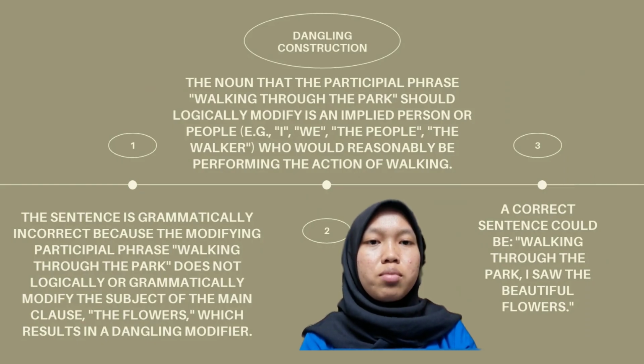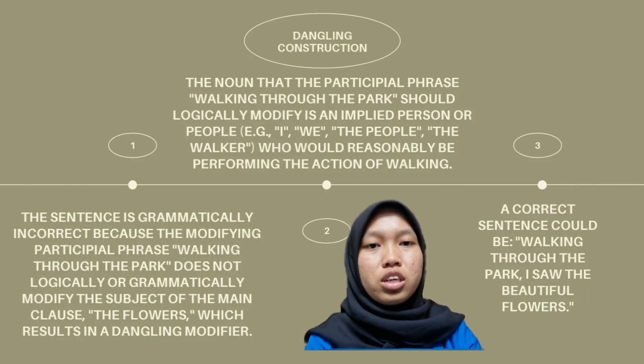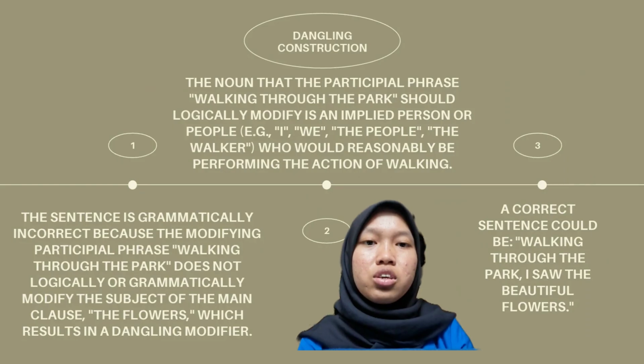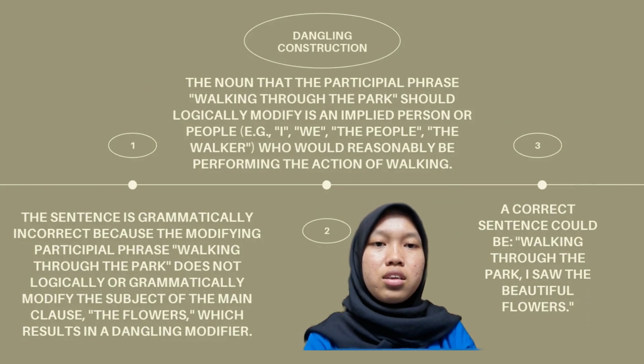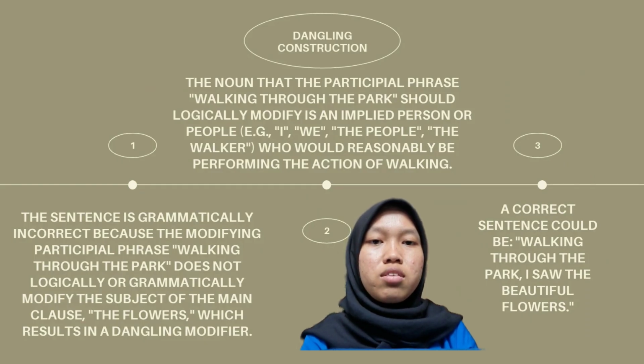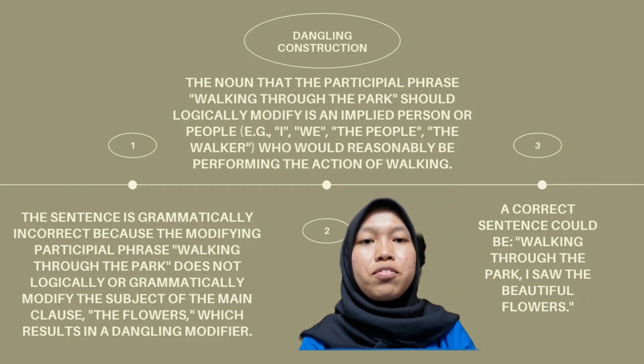Identify which noun the participial phrase should logically modify. The noun that the participial phrase, walking through the park, should logically modify is an implied person or people who would reasonably be performing the action of walking.